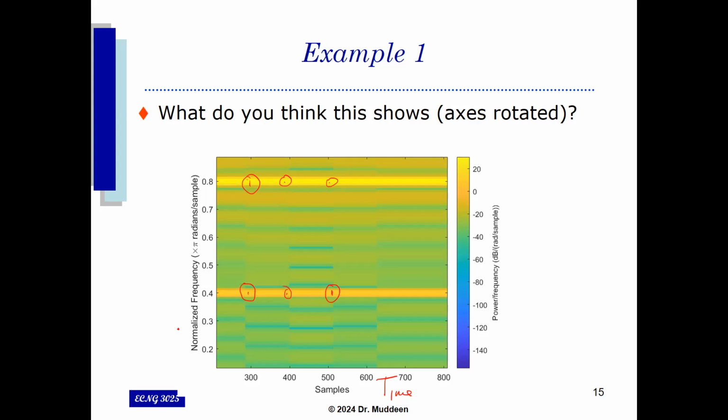Notice that it's staying at 0.4 radians per sample, sorry, and at 0.8 radians per sample, all through. So that particular image is something that has just two signal frequencies in it, most likely two constant signal frequencies at 0.4 and 0.8. Everybody following? Make sense? Yes, sir.